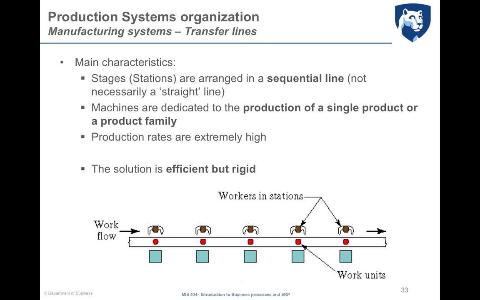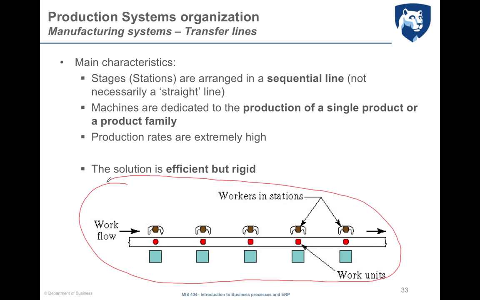An alternative option to manufacturing cells are what we call transfer lines. Transfer lines are manufacturing systems which are still dedicated to the production of a specific family or model of product, but you see here the organization doesn't look like a cell anymore. The different activities and operations are organized in line sequential stages, and at each stage we find machines, operators, tools, and equipment that are needed to realize a specific activity.